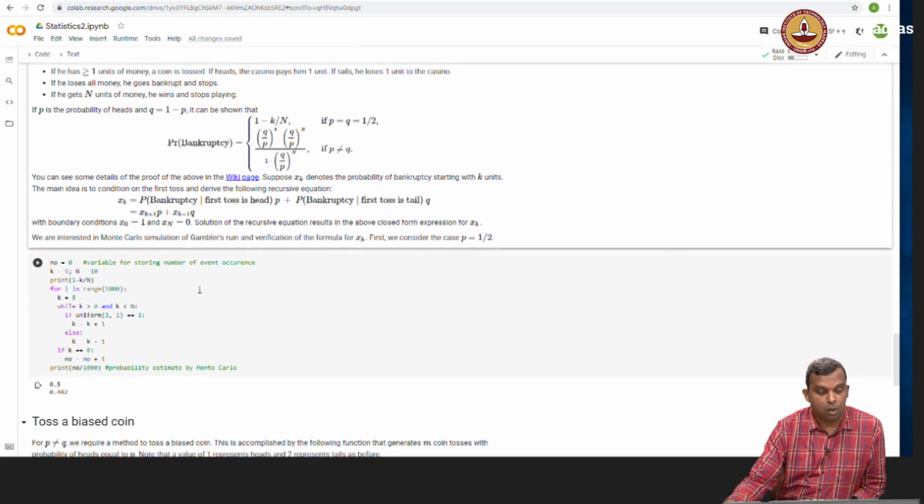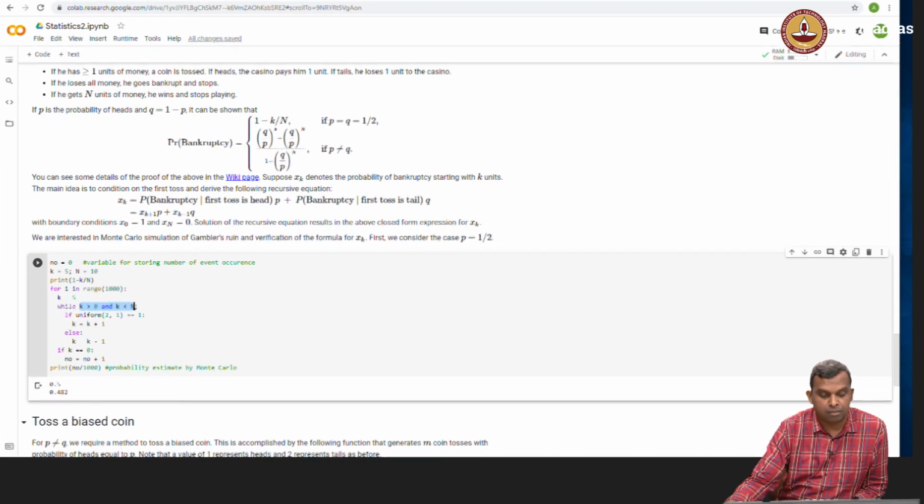So there is an expression for the probability of bankruptcy. Now I've done a Monte Carlo simulation here. I put k equals 5, n equals 10, and I'm printing 1 minus k by n. I'm repeating 1000 times. I start with k equals 5, and while k is greater than 0 and less than n, I toss a coin: if it's heads, my k goes up; if it's tails, my k goes down, and that's how I keep repeating. If k is 0 when it ends, I increase the number; if k is n when it ends, I won't increase the number. So this is how it works.